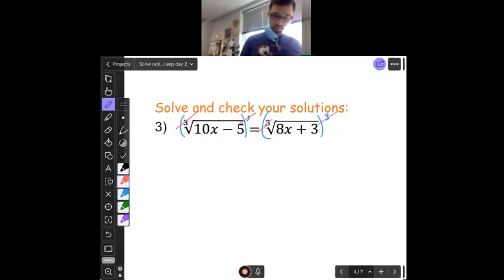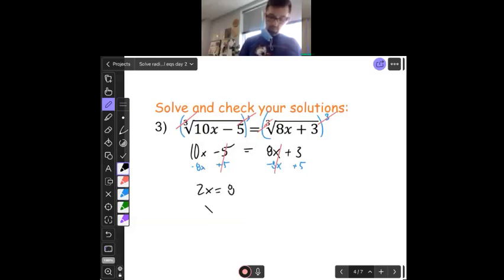So 10x minus 5 equals 8x plus 3. Easy peasy, pre-algebra, algebra 1 equation to solve, right? No biggie. Subtract 8x, add 5. 2x equals 8. x must be 4. And then we check.